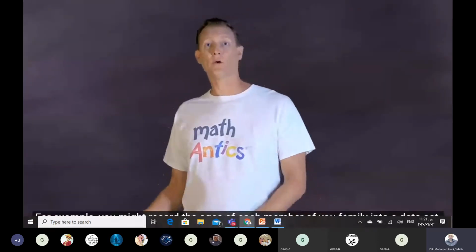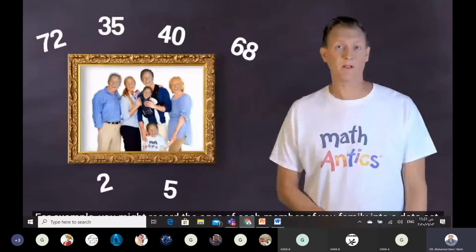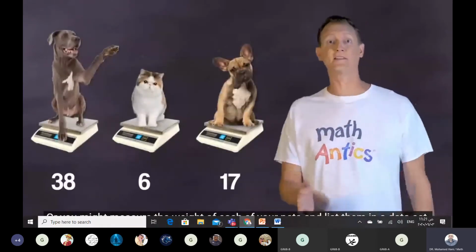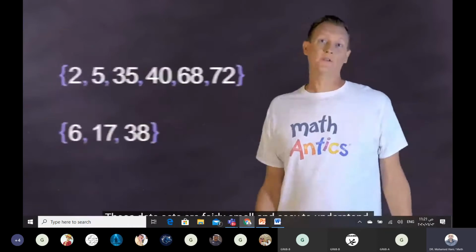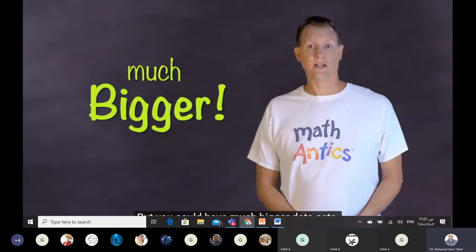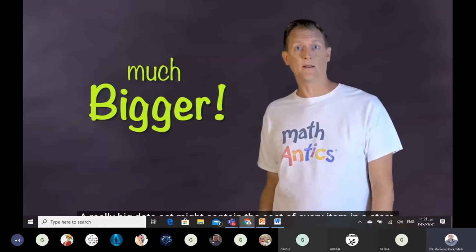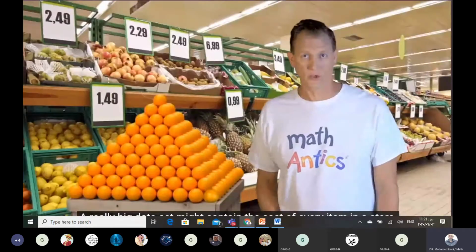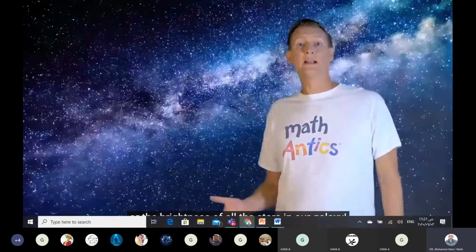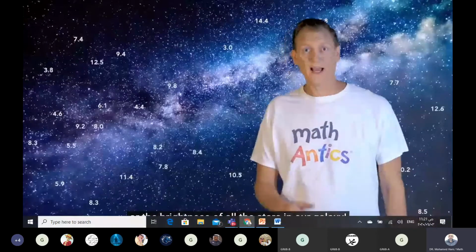For example, you might record the ages of each member of your family into a data set. Or you might measure the weight of each of your pets and list them in a data set. Those data sets are fairly small and easy to understand, but you could have much bigger data sets. A really big data set might contain the cost of every item in a store, or the top speed of every land mammal, or the brightness of all the stars in our galaxy.